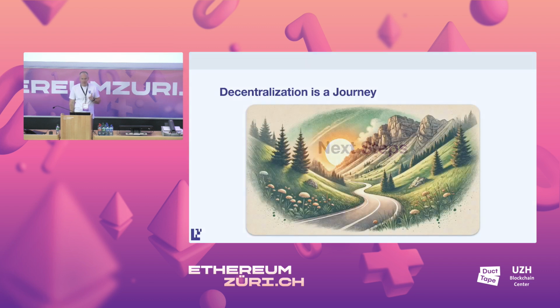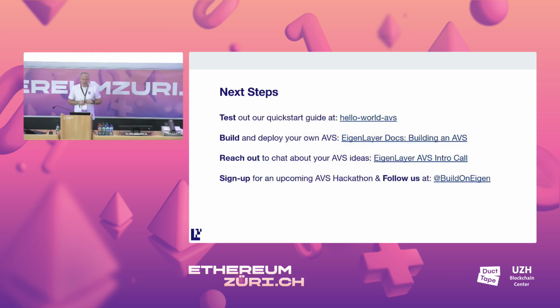So for next steps, this is your journey. This is where we're headed to, the promised land: decentralization, maximum decentralization of all the things that we can. But it takes some work to get there, and we are on board to help you on that journey. So please, next step, go check out the Hello World example. Check out our docs, building an AVS. If you want to set up a call with us, there's a link there. You can get in touch with us through our forum. And we also have a community called Build on Eigen. We'd love to have you join and participate with other builders.